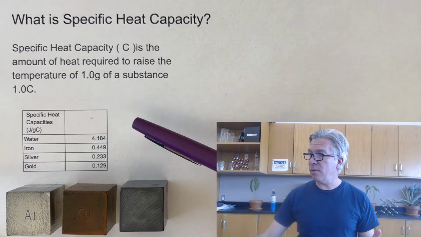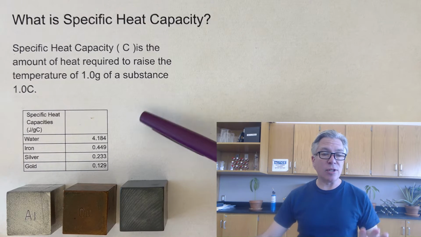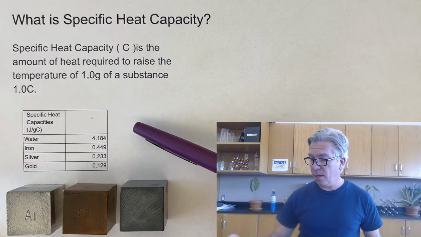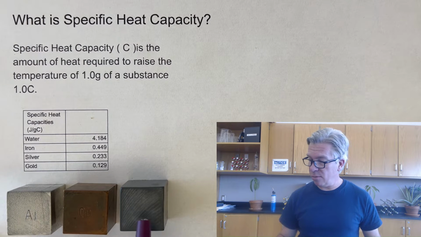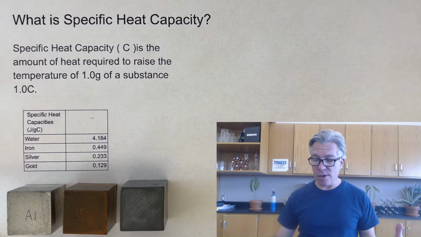Okay, and I have a table of numbers here. This is a very small table. You can find giant tables of these in your textbook or on the internet or whatever. But I also have three samples of aluminum, copper, and lead. And they're not 1 gram, but let's pretend they are.